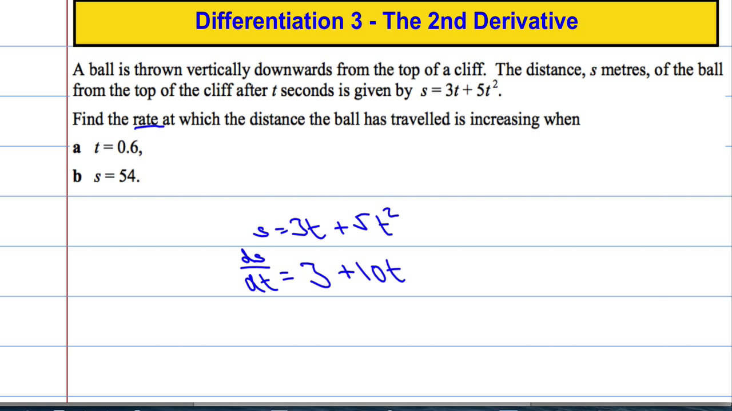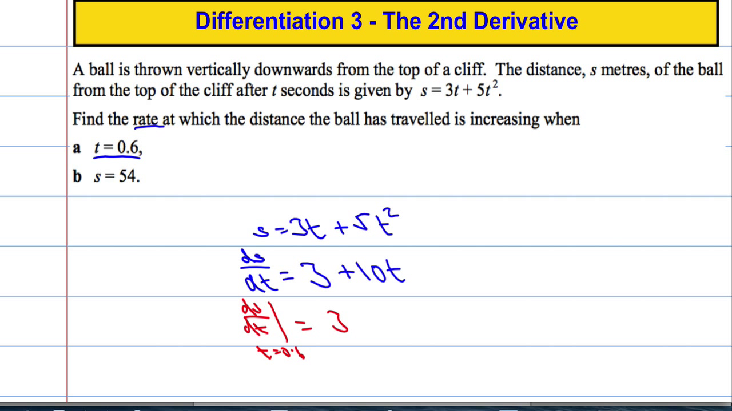10t. So it's exactly the same as if I was differentiating y equals 3x plus 5x squared. Nothing has changed, it's just that we're using s and t instead. So ds dt equals 3 plus 10t, and I want to know what the rate is when t is 0.6. So what we do is evaluate ds dt when t equals 0.6.